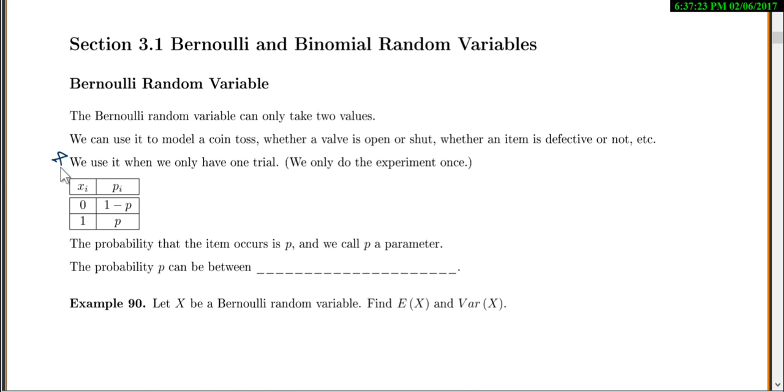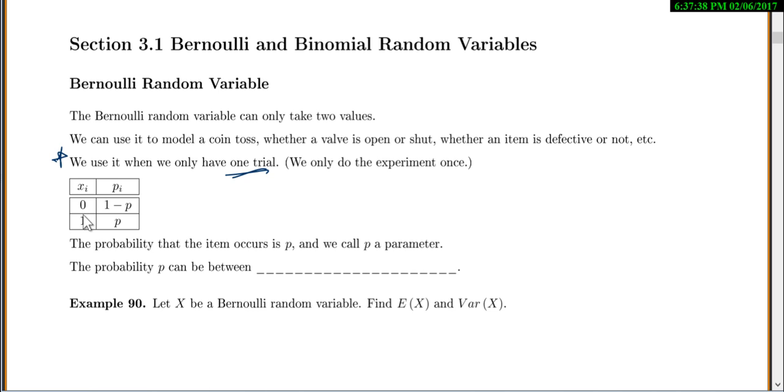And this is the key thing to make it Bernoulli: we do it when we only have one trial, or we only do the experiment once. But this is why it's kind of boring, because you don't usually toss a coin just once or roll a die just once. You usually want to do things multiple times. But for now, let's see what happens if you do it just once.